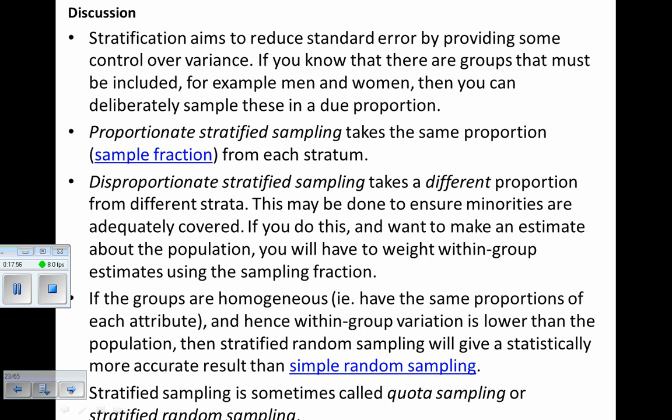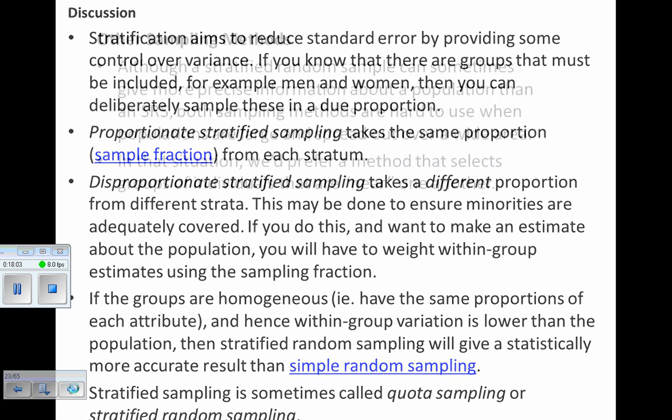Here, I'll let you read through this about stratification. You can pause me. When you're done, you can continue.